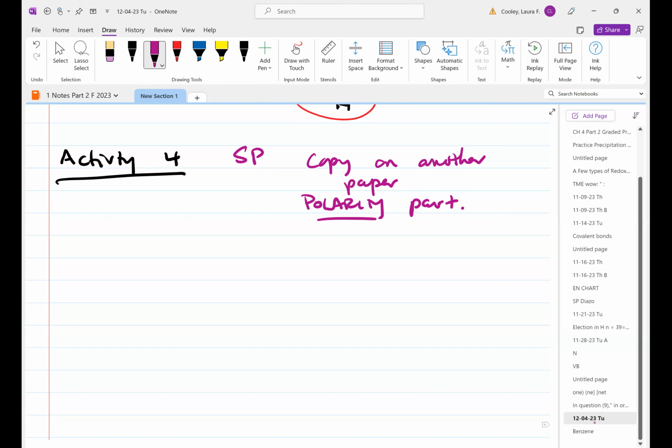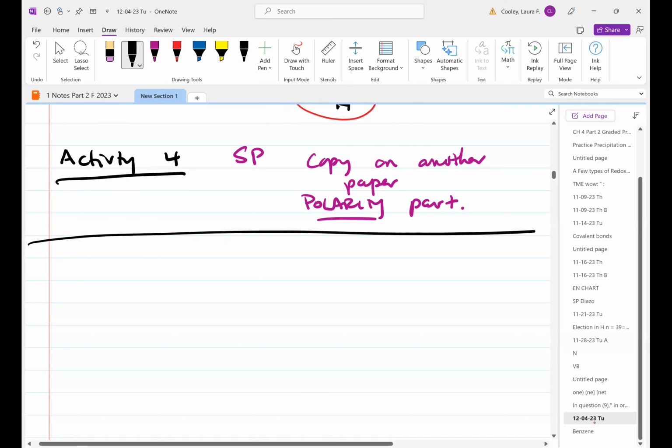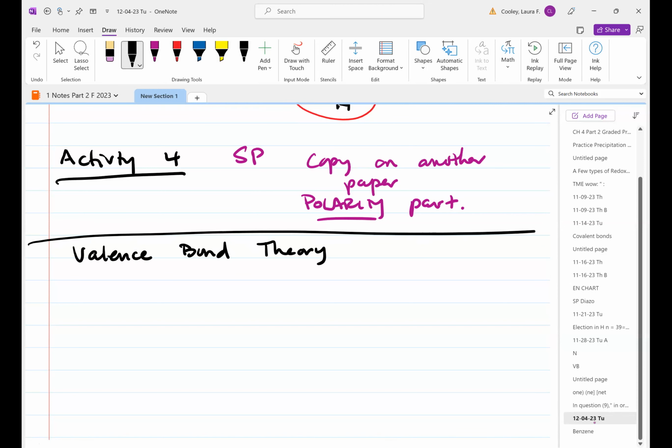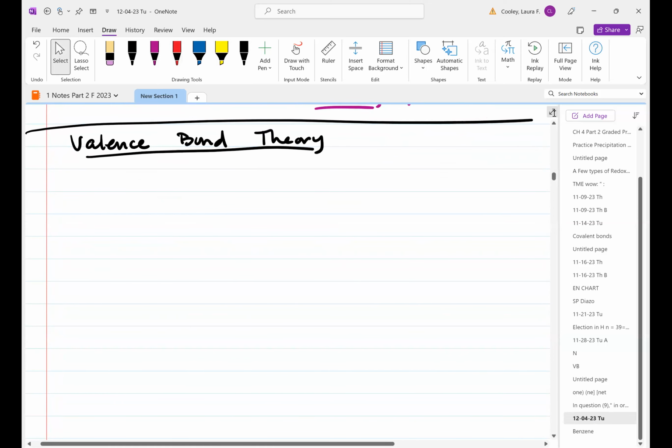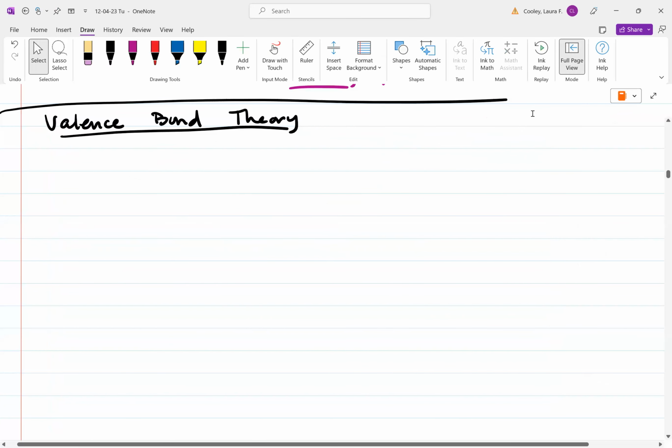I may have actually posted the solutions already to that activity, so it should be really easy. All right, so I have to start valence bond theory with you at this point. And this is pretty important, because when you get to organic chemistry, you need to kind of know this. I'm pretty sure that's where it starts.